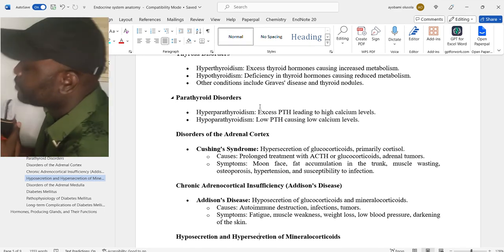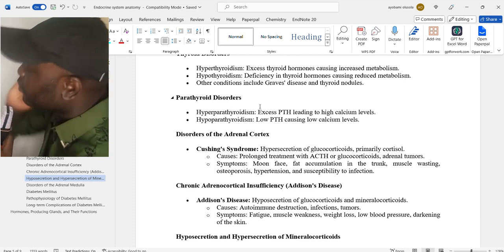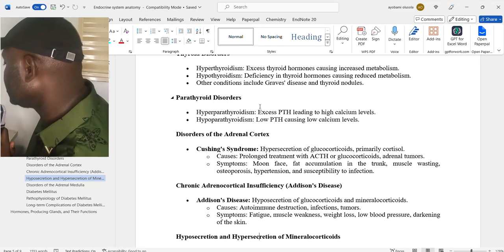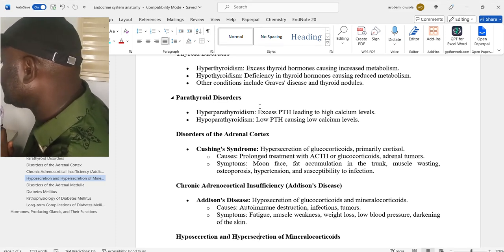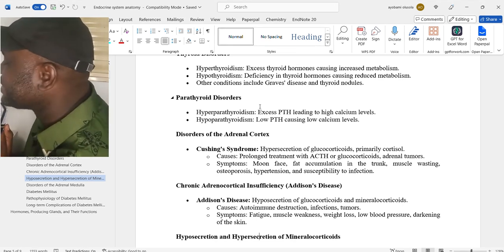So what happens when there's a disorder of the adrenal cortex? If we have hypersecretion of glucocorticoids produced by the adrenal cortex, primarily cortisol, we have a condition called Cushing's syndrome.